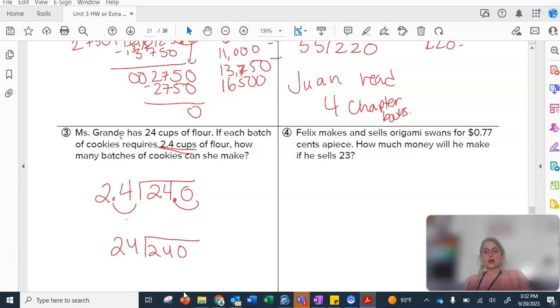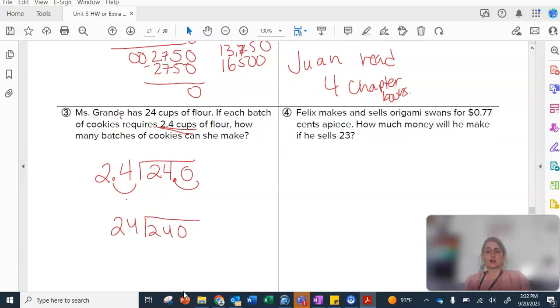Felix makes and sells origami swans for 77 cents a piece. Who has 77 cents in their pocket? I don't know. Felix better just upsell it for $1 because that would be easier. How much money will he make if he sells 23 swans? Ooh, be careful. Just because I've been telling you that we're doing a lot of division does not mean every problem is a division problem. He has 1 swan.